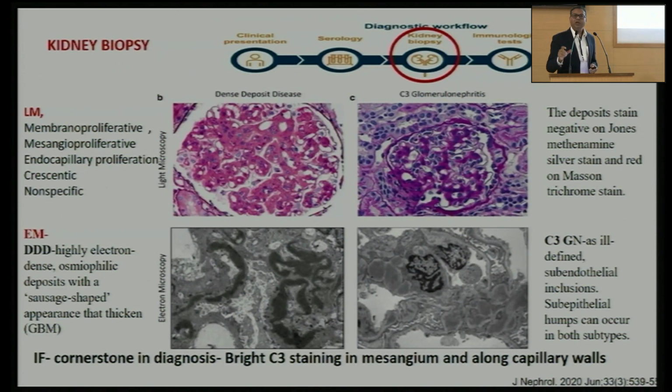The kidney biopsy can have a multitude of features. Membranoproliferative is the most common, but within the proliferative pattern you can have endocapillary, eccentric, or non-specific findings on light microscopy. These deposits stain negative for Jones methenamine silver stain and red on trichrome. EM is currently essential for the diagnosis to differentiate between dense deposit disease and C3G, depending on the type of the deposit and whether it's DDD or C3G.